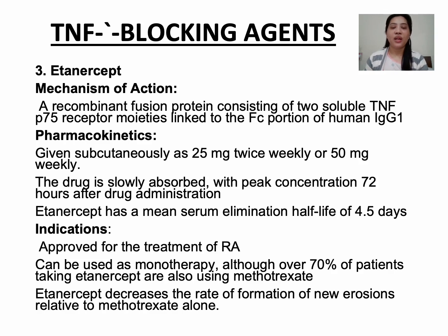Number 3 is etanercept. Its mechanism of action: it is a recombinant fusion protein consisting of two soluble TNF receptor moieties linked to the Fc portion of the human IgG1. It is given subcutaneously as 25 mg twice weekly or 50 mg weekly. This drug is slowly absorbed, with the peak concentration at 72 hours after drug administration. Its serum half-life is 4.5 days.